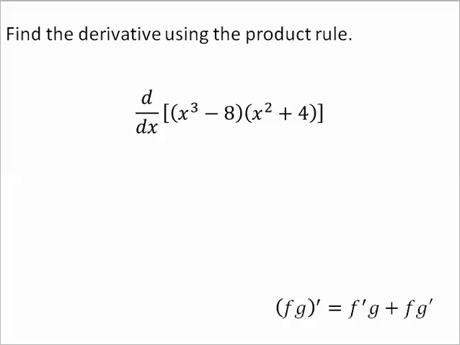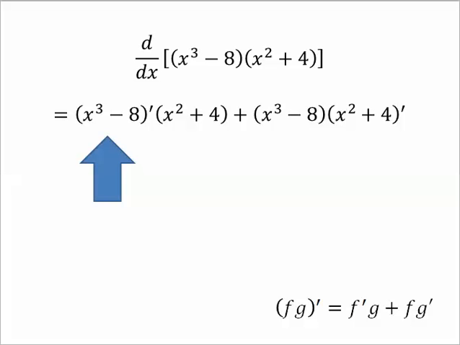Let's do an example. Find the derivative using the product rule. Alright, so the first thing we need to do is the setup. The derivative of the first times the second plus the first times the derivative of the second. Do the setup. The derivative is the derivative of the first times the second plus the first times the derivative of the second.